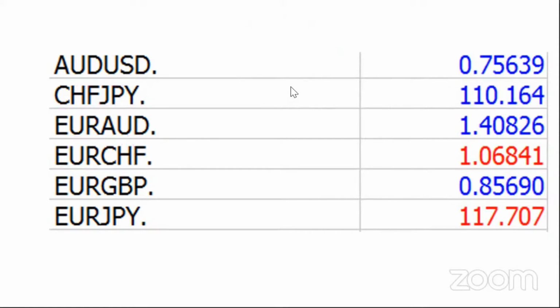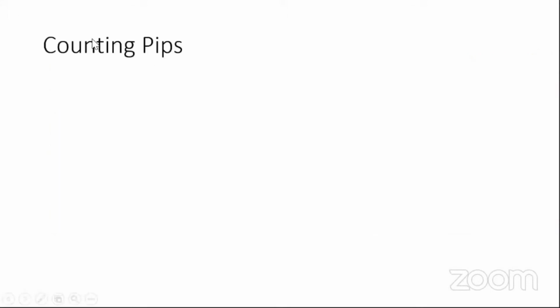So yun yung kailangan natin i-apply whenever you're already trading. Anyway, so since everybody got that right, let's move forward. Ngayon naman po, lalalim tayo ulit ng konti. We'll talk about counting pips.